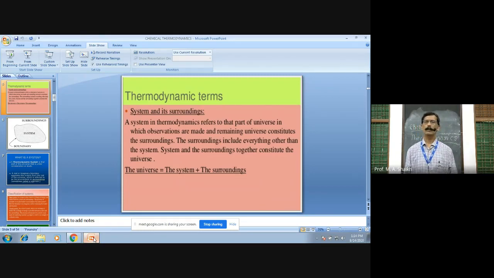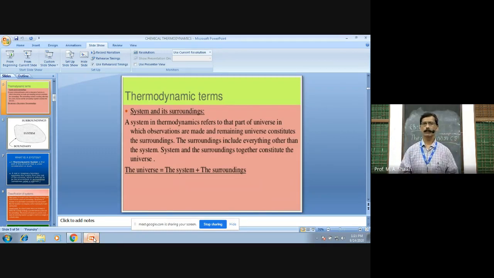To understand more about these terms, you have to learn one mathematical equation which is given on the slide at the bottom. See carefully, you have to learn it. The mathematical equation is: the universe is equal to the system plus the surroundings. What does it mean? System and surroundings combine to form the universe.